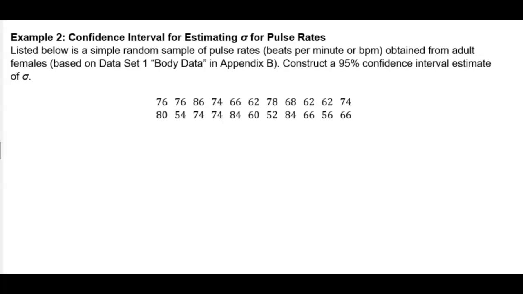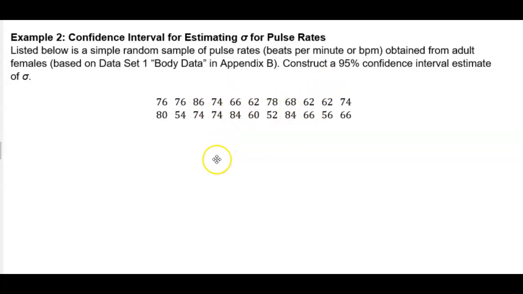Example 2, confidence interval for estimating the population standard deviation for pulse rates. Listed below is a simple random sample of pulse rates, in beats per minute or BPM, obtained from adult females based on Data Set 1, Body Data, and Appendix B. We want to construct a 95% confidence interval estimate of the population standard deviation.